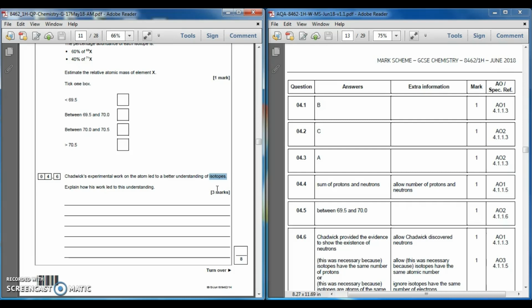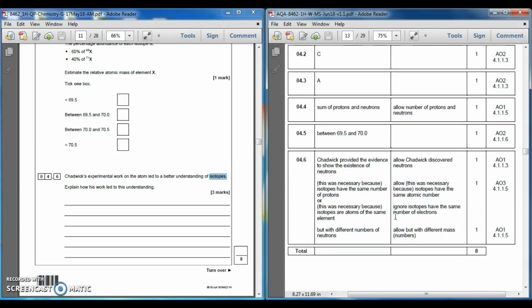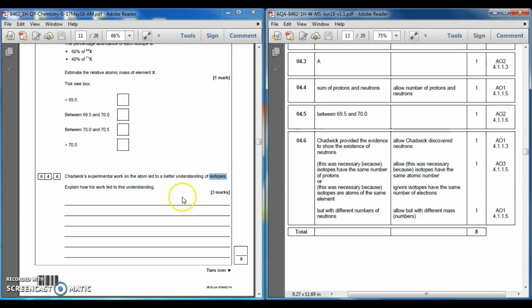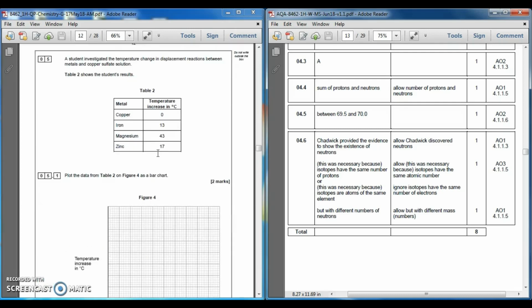You can also say they have the same atomic number and a different mass number. And if you look over here, that's pretty much what it's saying here. So to link it into the story, Chadwick's work led to a better understanding of isotopes because isotopes have a different number of neutrons, and that's what he discovered, neutrons. Isotopes are not special different forms of compounds. They don't react differently, they react in the same way. In fact, it's just the mass that separates them.